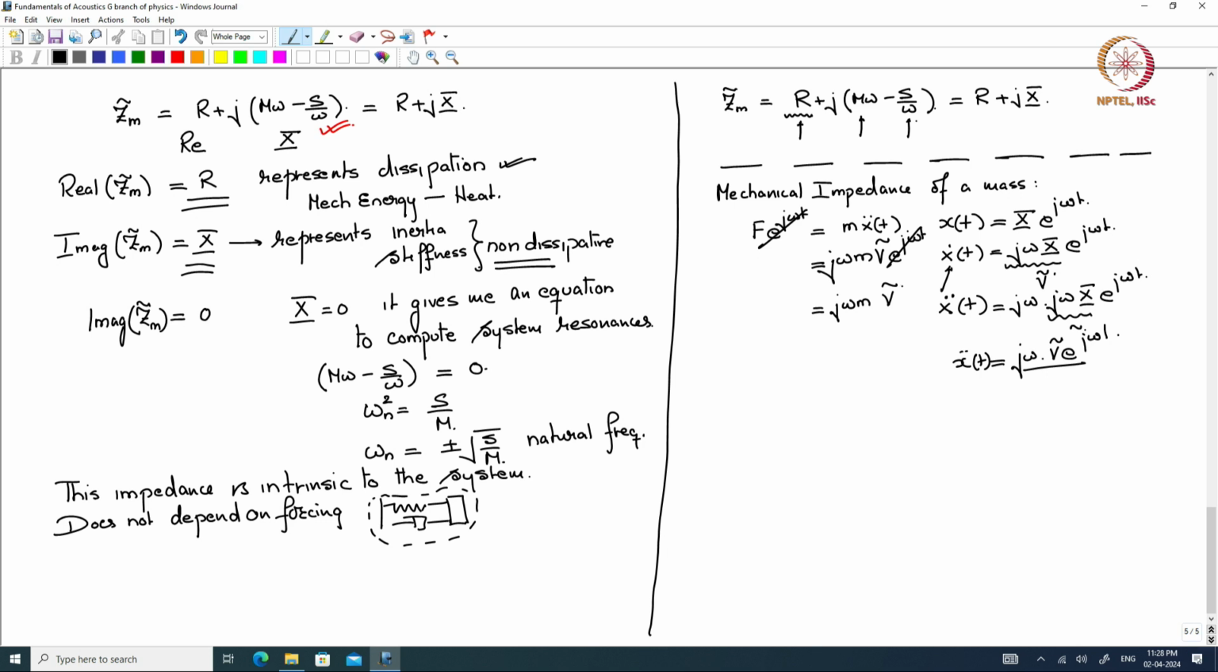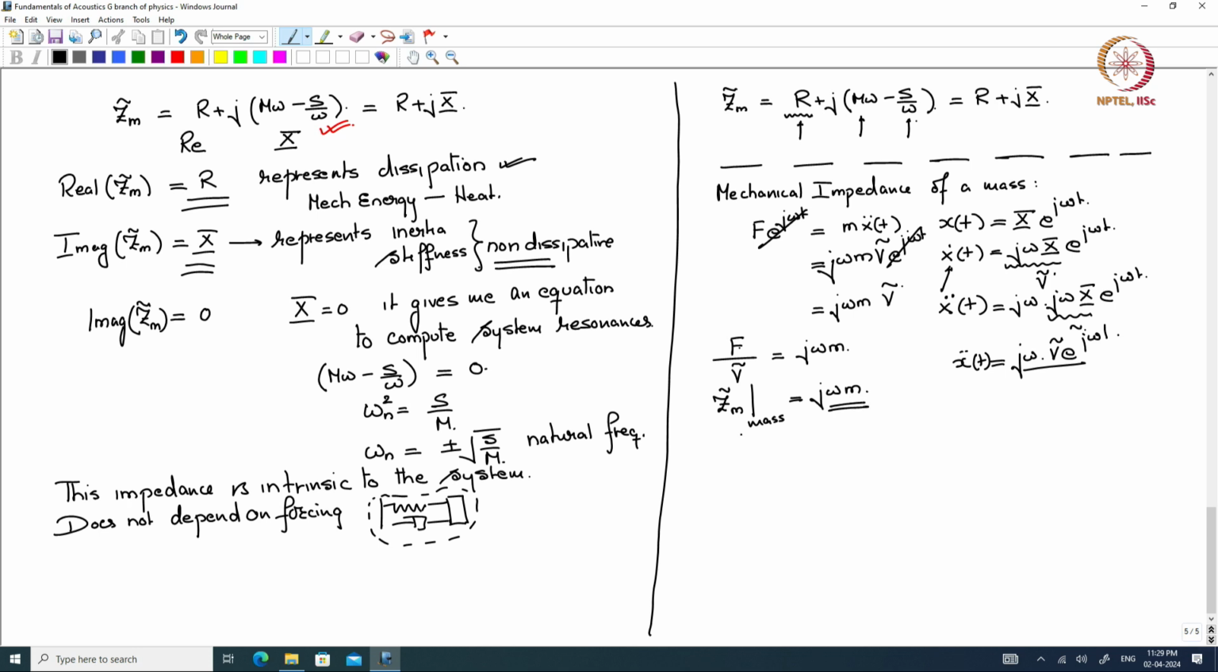Now, if you remember, the definition of mechanical impedance was the amplitude of the force divided by the amplitude of velocity at a single frequency, and that in this case is going to be j omega m, and therefore, the mechanical impedance of a mass m is j omega m. Okay. So, the mechanical impedance of a point mass is j omega m.